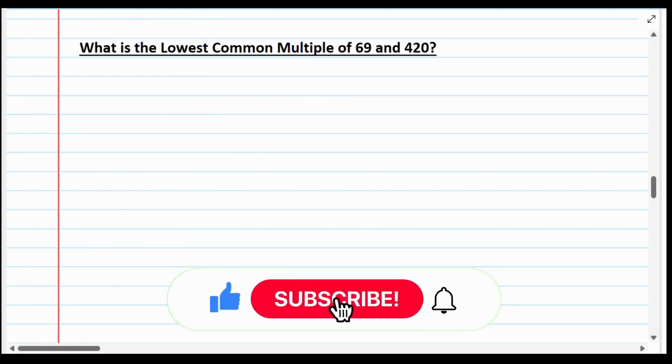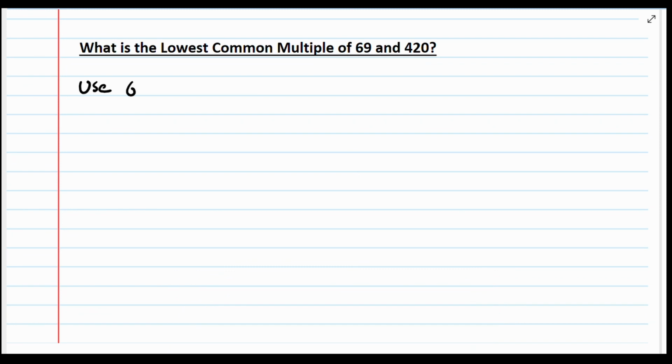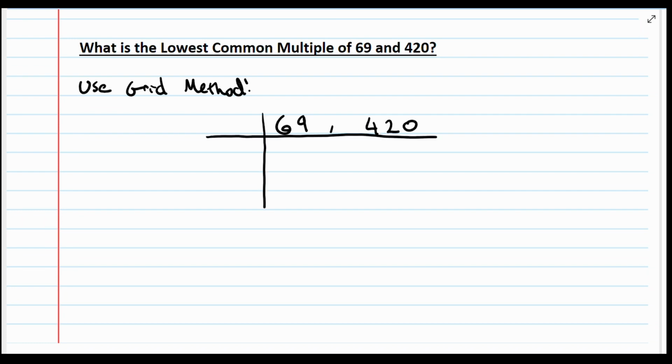Now let's look at the LCM of 69 and 420. Again, the grid method is the most efficient way. We're going to put 69 and 420. Immediately, we can't divide by 2, because 69 is an odd number, and dividing an odd number by 2 won't give you a whole number. Let's look at 3. We'll try 3. So 69 divided by 3, you'll know, is 23. And then 420 divided by 3 gives you 140.